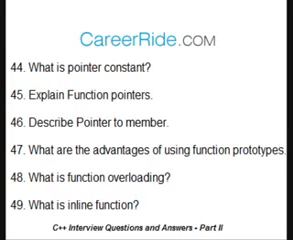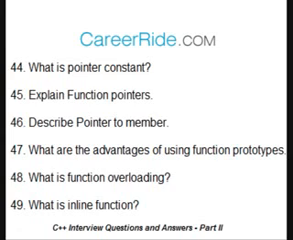What is pointer constant? Pointer constant or constant pointer is a pointer which you don't want to be pointed to a different value. That is, the location stored in the pointer cannot change. We cannot change where the pointer points. It is declared as type star const name. Type here is data type, name is name of the pointer.